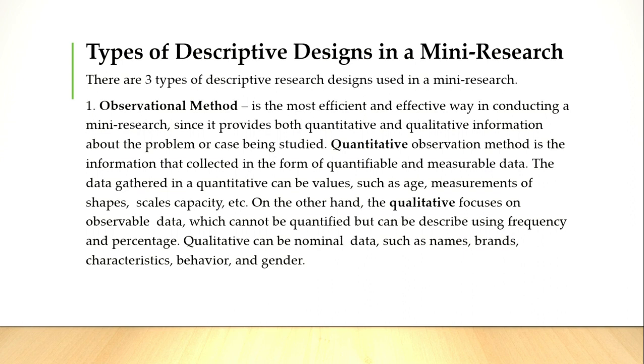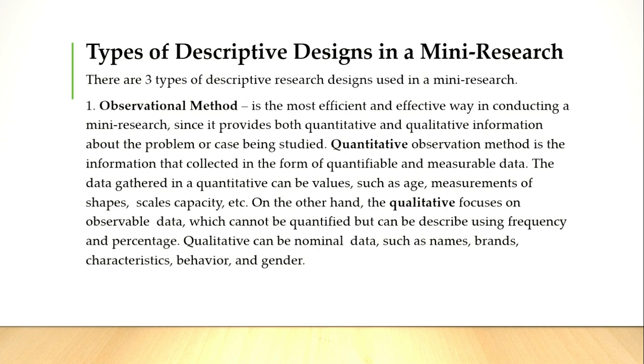When we say observational, it means that we conduct a research by observing in actual. Quantitative observation method is the information collected in the form of quantifiable and measurable data. The data gathered in a quantitative can be values such as age, measurements of shapes, scales, capacity, etc. Quantitative means quantity, how many or how much. It is measurable. When we say measurable, we use tools to measure.